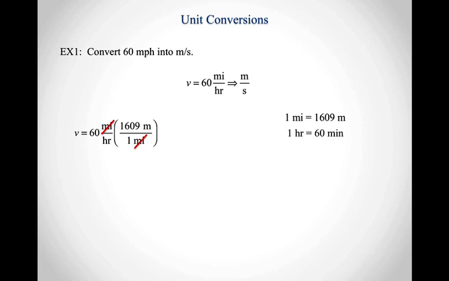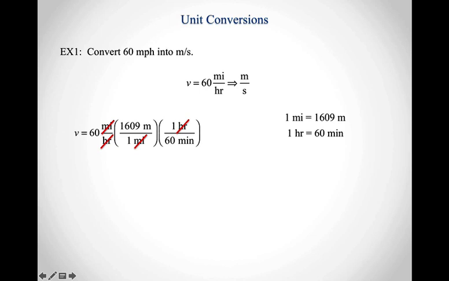I do know that there happen to be 60 minutes in an hour, so I can start by multiplying by another fraction to cancel out the hours. Since my hours is on bottom in my initial expression, to cancel that out I need hours on top in my new fraction. So the hours in the numerator cancel out the hours in the denominator, and I'm left with my speed in meters per minute.